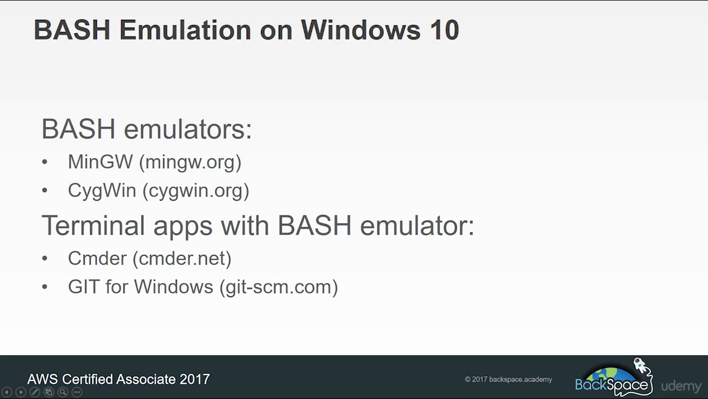The easiest way to use this is to just install one of the apps that are available that already have that built into it. So Commander is a terminal application which allows you to issue Bash commands with MinGW, and so does Git for Windows. So if you've installed Git for Windows, you can just right-click on a folder and do a Git Bash here. It'll open up a console screen, which will allow you to run Linux Bash commands. Not all of them, but a good deal of them. It'll allow you to connect into your EC2 instance.